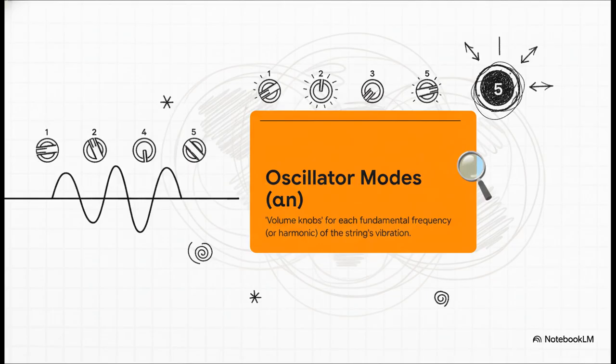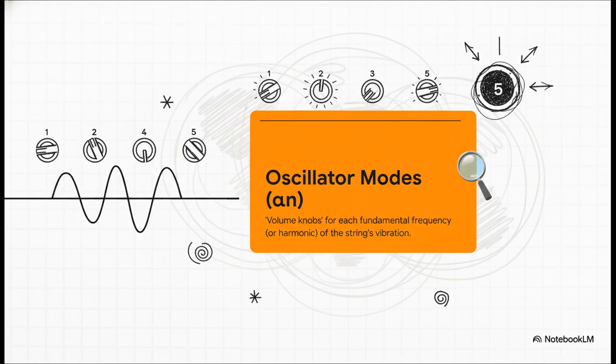The best way to think of them is like a series of volume knobs for each harmonic of the string. You've got a knob for alpha 1, one for alpha 2, one for alpha 3, and on and on. Want a little bit of the first harmonic? You turn up the alpha 1 knob. Want a whole lot of the fifth harmonic?